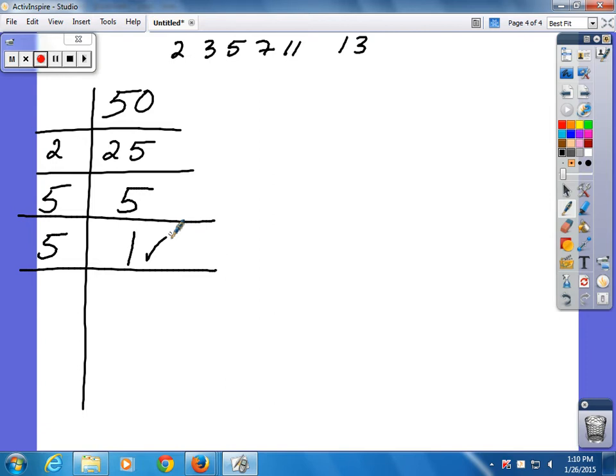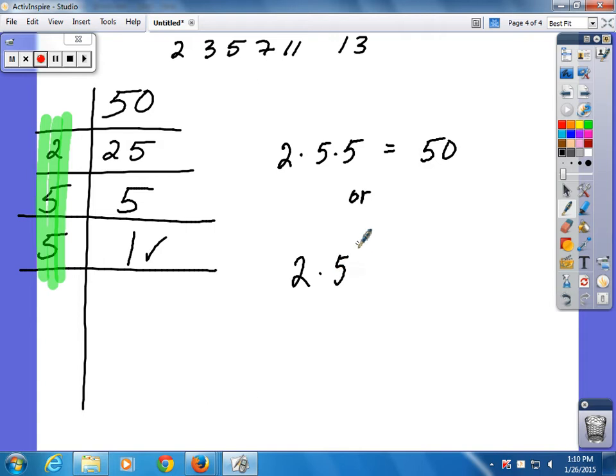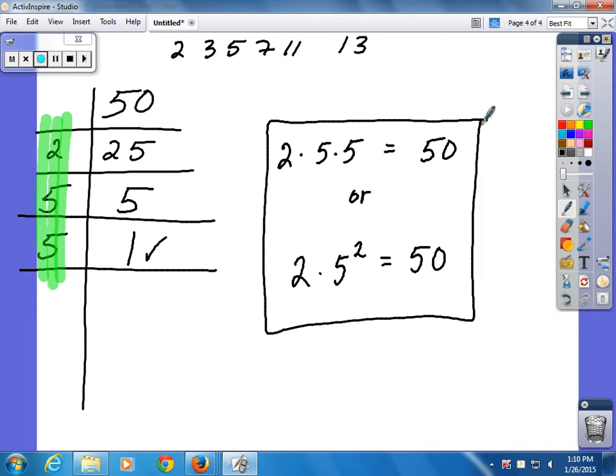And this right here, we use green. And right here is your prime factorization. So your prime factorization for this number is 2 times 5 times 5, which is equal to 50, or 2 times 5 squared is equal to 50. Now, that's a piece of cake. Not many people have a problem with that.